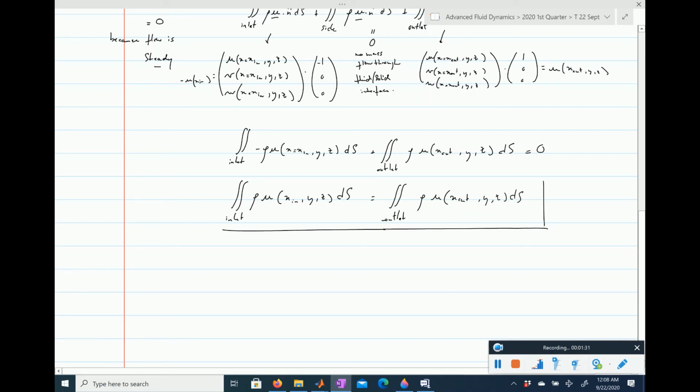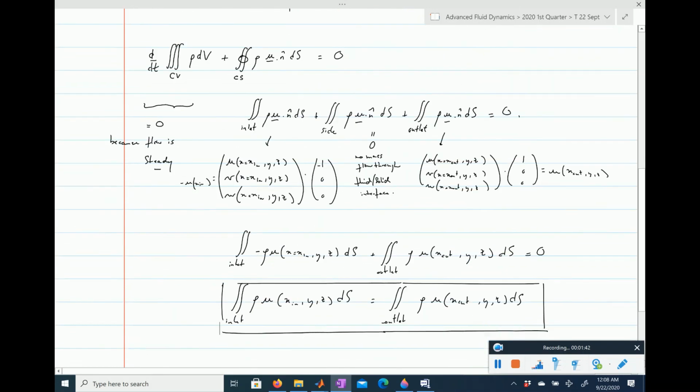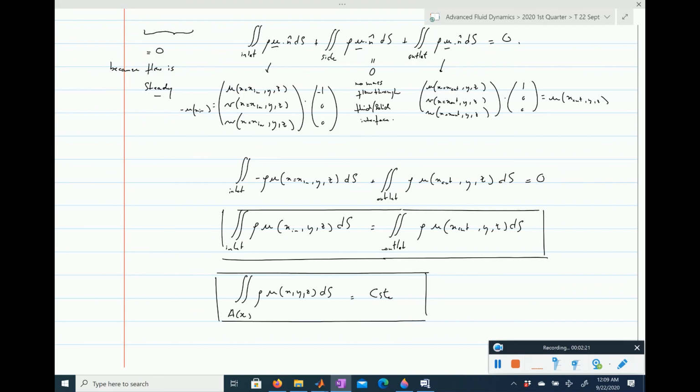Clearly, we randomly pick our control volume. This x in and this x out we picked a little bit randomly. We could also write mass conservation by just saying that the integral over any cross-section A at any given x of rho u x, y, z dS is equal to a constant. Right, so our mass flow rate through any cross section of our pipe, for instance, is a constant. This is a statement of mass conservation for an internal flow.